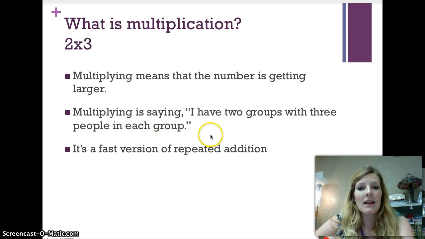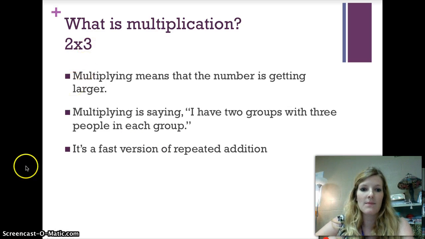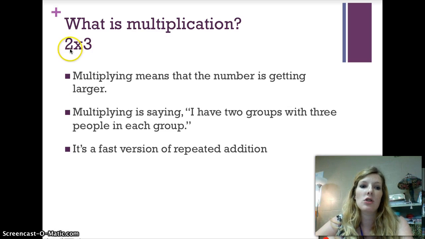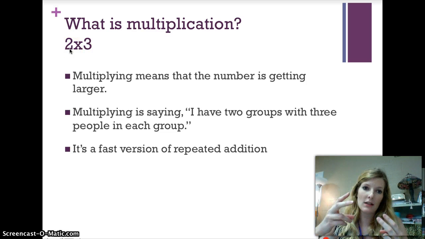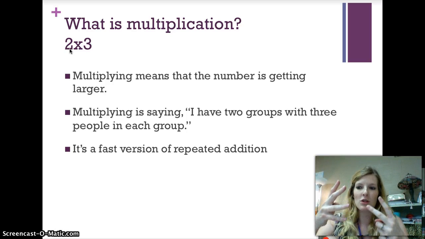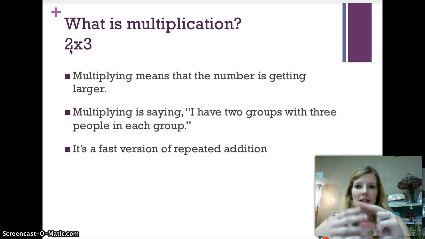Multiplying is saying, in this example, I have 2 groups with 3 people in each group. So it's a way to represent those numbers again. It's a fast version of repeated addition. So instead of doing 2 plus 2 plus 2 more to make 3, there we go, 3 groups of 2, we're just doing 2 times 1 group, 2 groups, 3 groups to make 6.